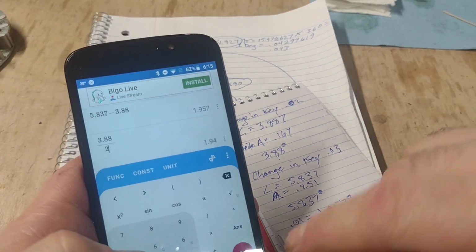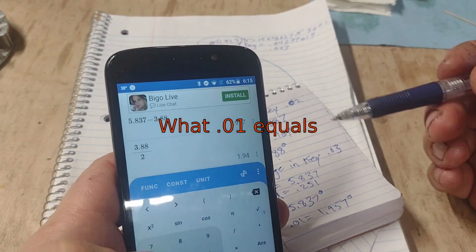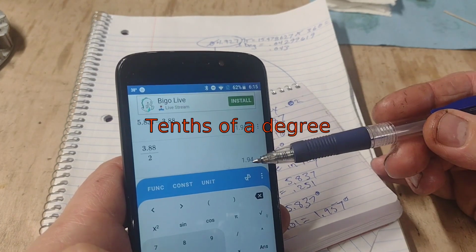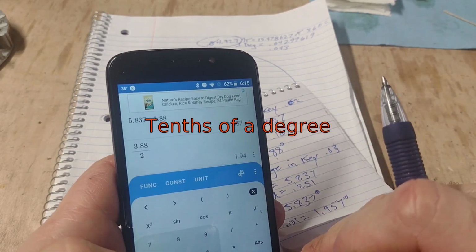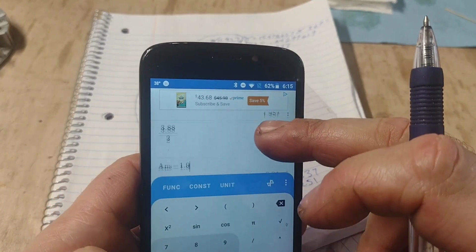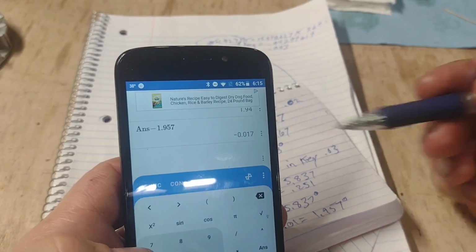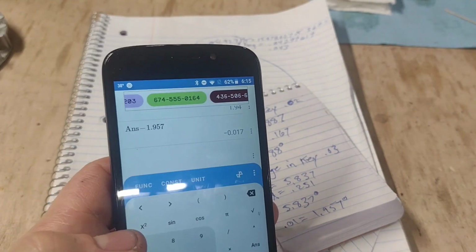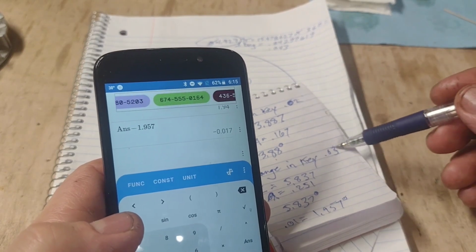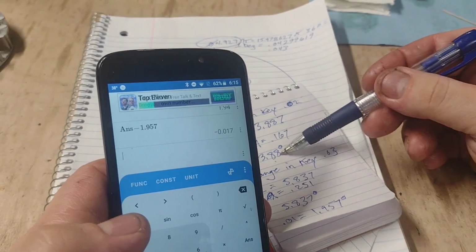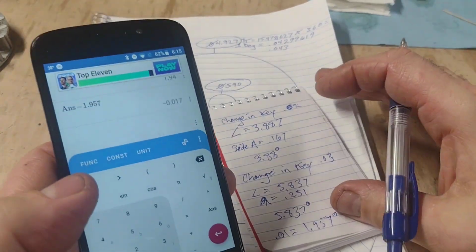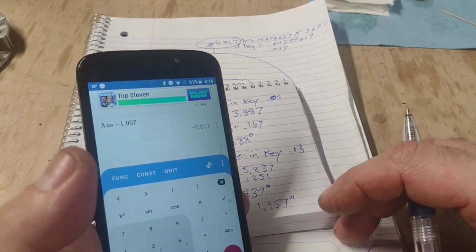3.88 divided by 2 gives us what it is in 1 degree. So we're talking tenths of an inch. 1.94 minus 1.957. 17,000ths. Difference between the change from this one to that one, or half of that. And probably because I went 3 places here and only 2 places there. But you guys should really get the idea about what we're doing here.